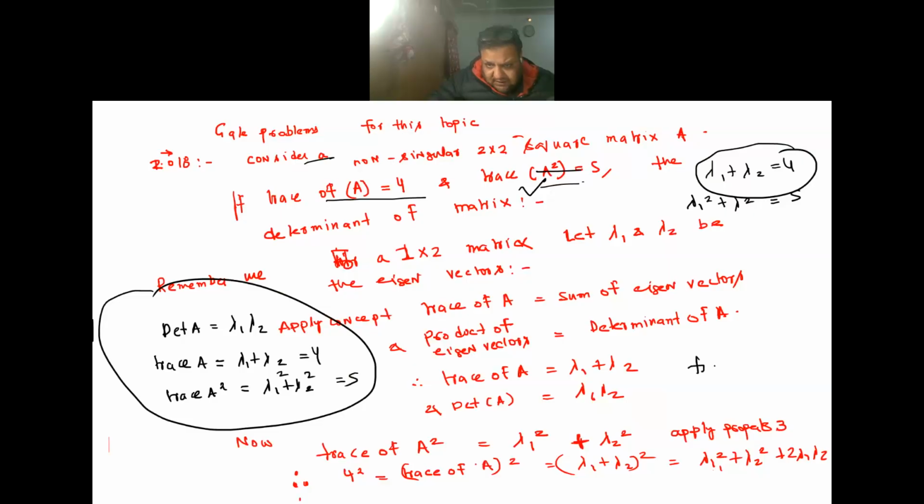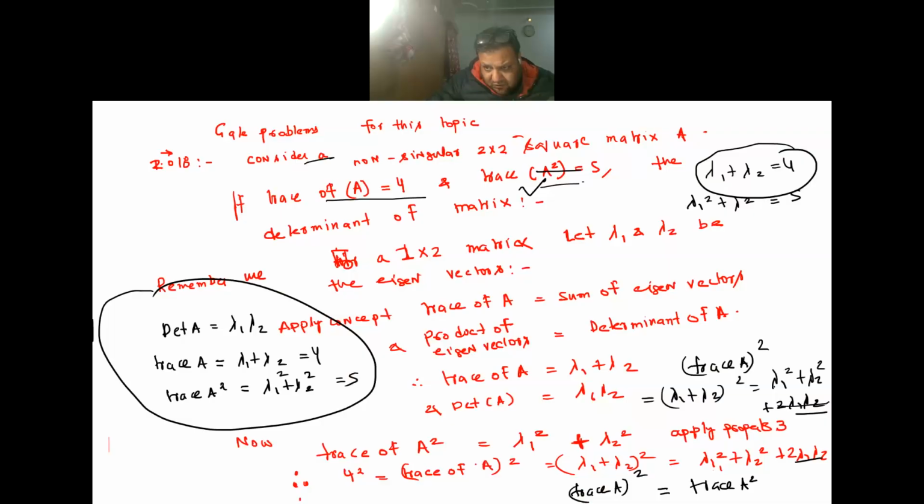Now, if we take the trace of A whole square, which would be λ1 plus λ2 whole square, and just expand this, it would be λ1 square plus λ2 square plus 2λ1λ2. Correct? So λ1 λ2 represents the determinant, right? So λ1 plus λ2 whole square equals the trace of A square plus 2 times the determinant of A.